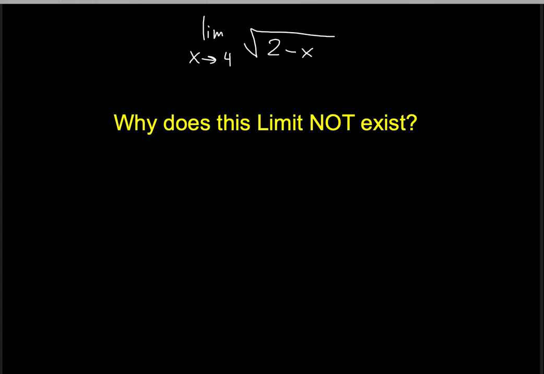In this example, we're trying to find out why this limit does not exist. How do we know that? How do we know that we're going to be running into trouble when we try to evaluate the limit? Notice first of all that when we try to input the target value 4 into the x here, we will get this.